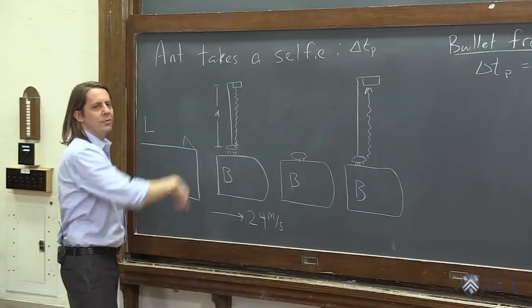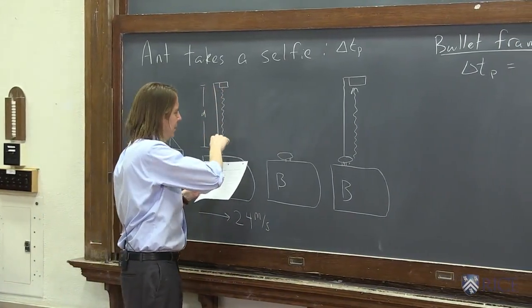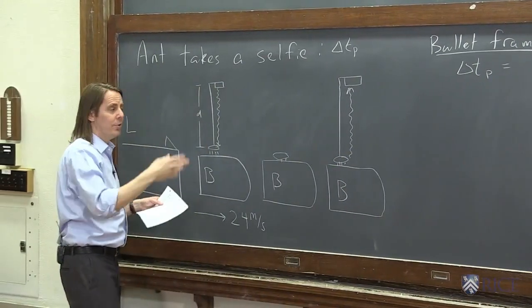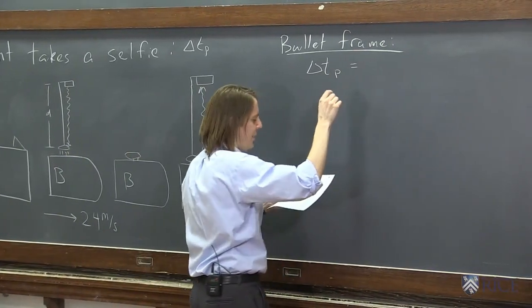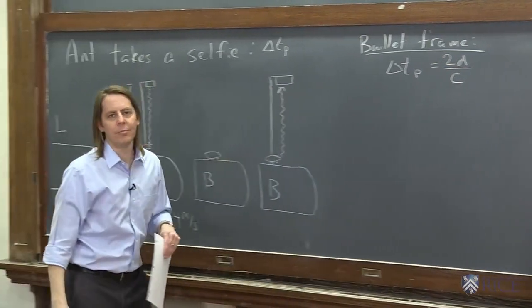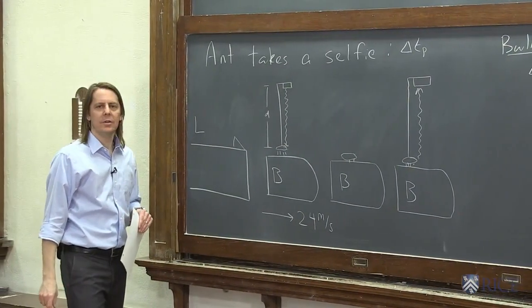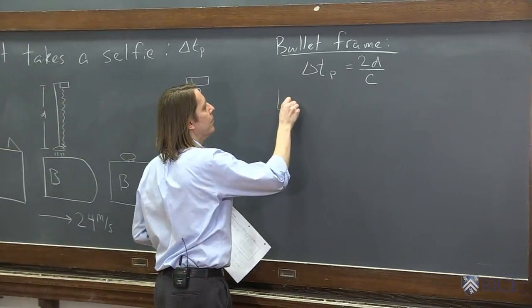what? Well, it's just d equals vt. In this frame, I was just sitting here, it went down d, and it went back up d. So in this case, the total distance is 2d. So it's 2d divided by c, where c is the speed of light, 3 times 10 to the 8 meters per second. That was easy.